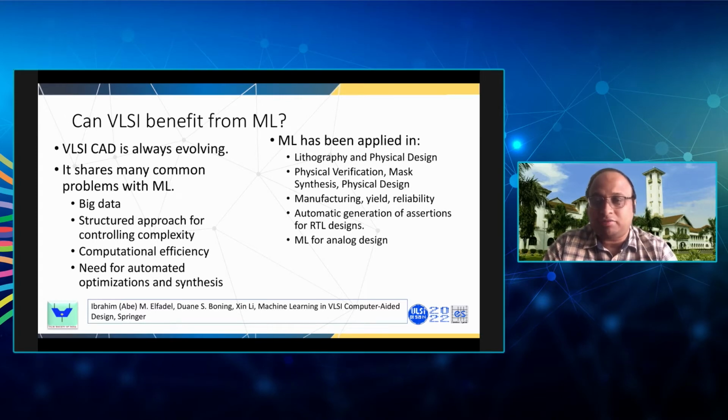For example, you may find machine learning being applied for lithography and physical design. You may find it for physical verification, mask synthesis, physical design, manufacturing, yield, reliability. Even automatic generation of assertions for RTL designs can be enriched by various data manipulation techniques, like assertion mining and various other techniques that may be apt for such purposes. Machine learning has also been used for analog designs. And here is a very interesting reference if some of you are interested, to see where machine learning can be applied in a beneficial manner for VLSI.